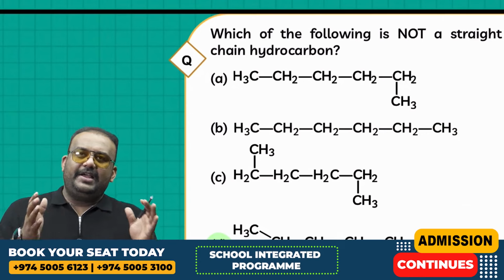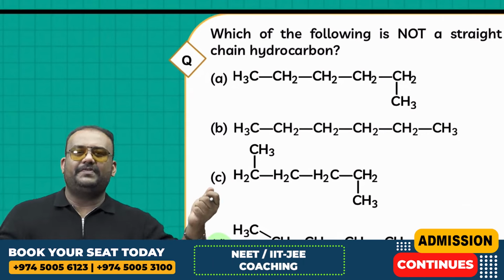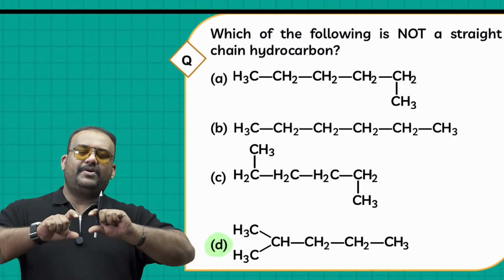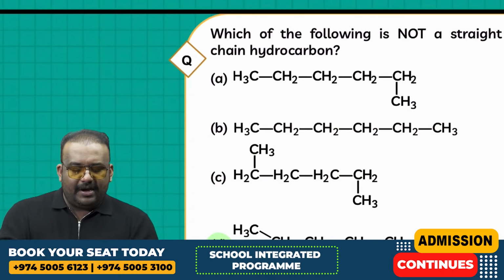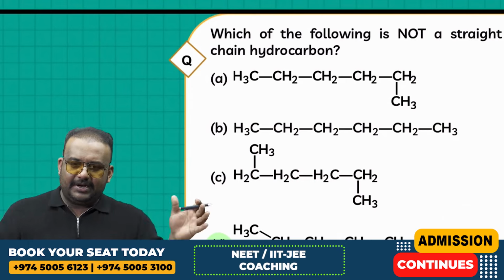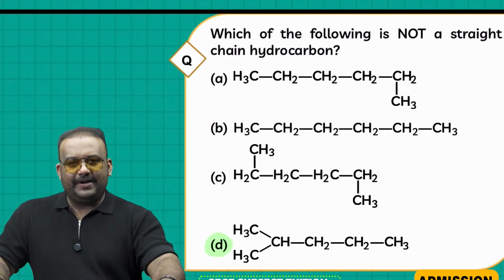So I hope the idea is clear to everyone. A straight chain hydrocarbon doesn't refer to the shape. A straight chain hydrocarbon means a hydrocarbon where all the carbon atoms are connected at a stretch. It doesn't matter how or in what shape you draw it. You should have carbons connected at a stretch. So I hope this idea is also clear.